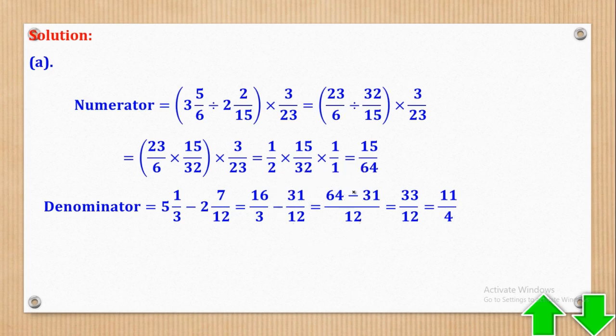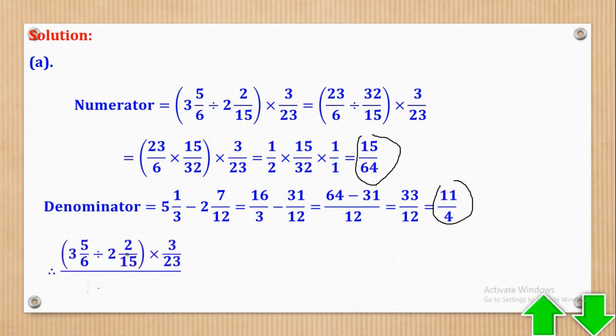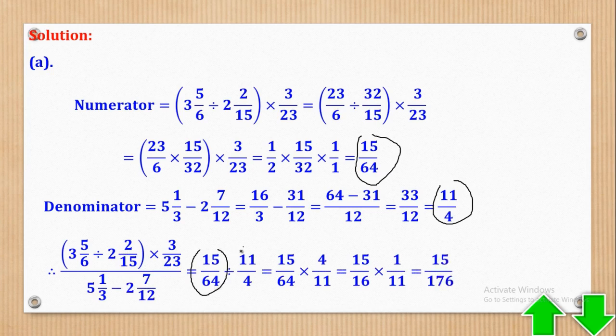So next is to say 64 minus 31 to give you 33. This remains 12. Then next we shall divide. If I divide both numerator and denominator by 3, I realize that 33 divided by 3 is 11, and 12 divided by 3 is 4. So now I've got this as my numerator and this as my denominator. Therefore, what does that mean? It means that the given expression will be equal to numerator divided by denominator, and numerator is there and denominator is here.